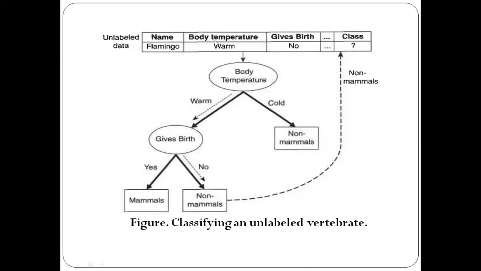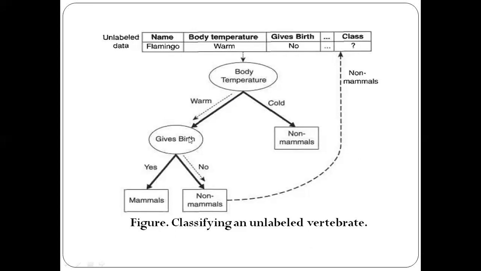So the first test condition that I will be checking here is the body temperature. What is the given value for that? They have given it as warm. So warm means I need to follow this path, or the branch, warm blooded. It will go towards the right, so I need to follow this one.